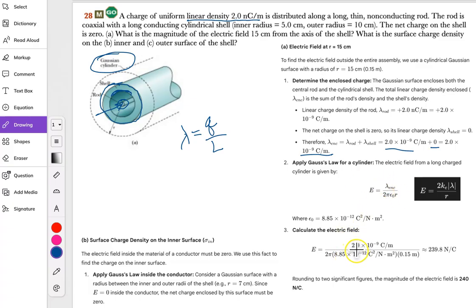So we're going to go ahead and do 2 times 10 to the negative 9th. Remember, that's what we found up here. That's our lambda. Then we have 2 pi times epsilon naught times that radius. And remember, we said that it's 15 centimeters or 0.15 meters. So we get 239.8 newtons per coulomb. And that would be the electric field value.